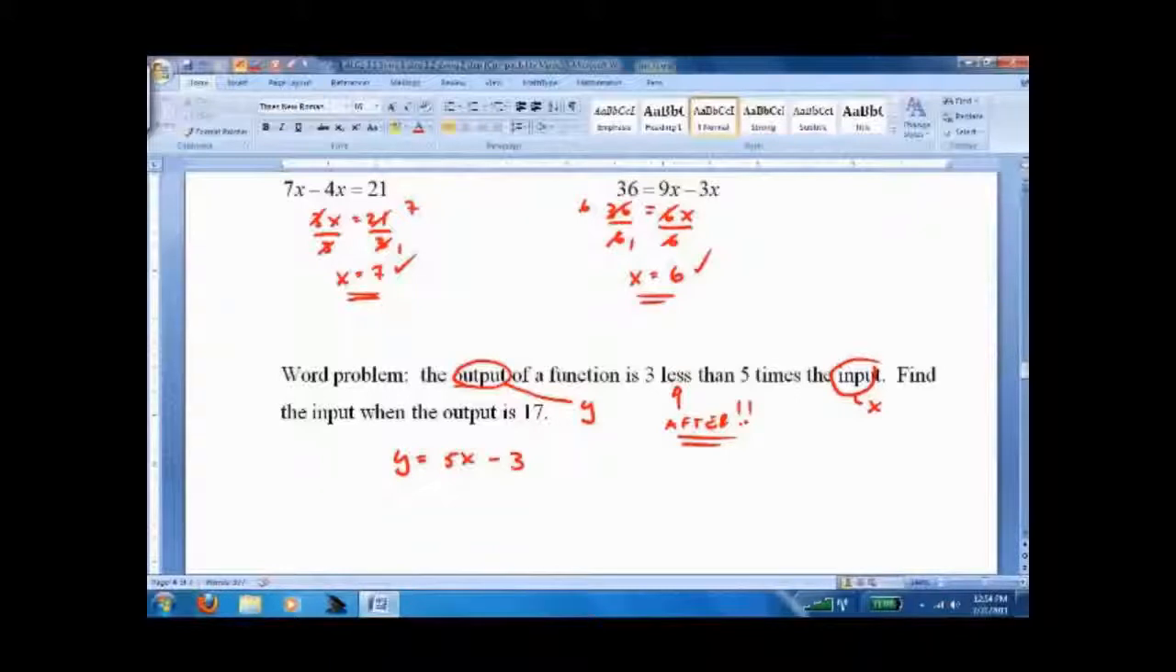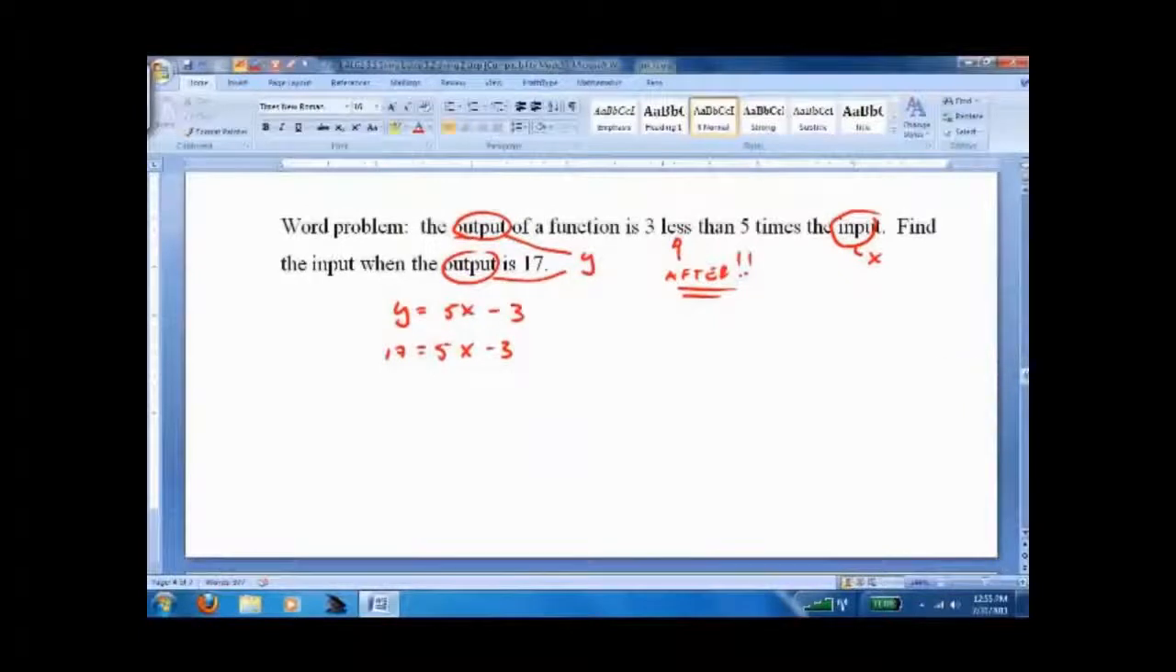Now it says, find the input when the output is 17. And again, output is the y value. So 17 equals 5x minus 3. Plus 3, plus 3. 20 equals 5x. Divide by 5. Divide by 5. Cancel. Cancel. X equals 4.